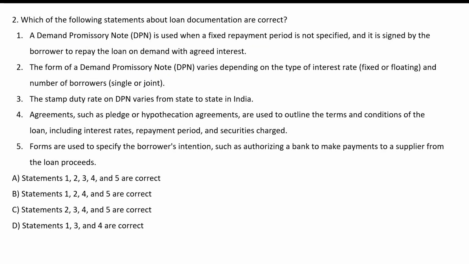Which of the following statements about loan documentation are correct? A DPN is used when a fixed repayment period is not specified and it is signed by the borrower to repay the loan on demand with agreed interest. So this is correct. The form of DPN varies depending on the type of interest and number of borrowers. So this is also correct. The stamp duty varies from state to state. It is uniform, it does not vary.